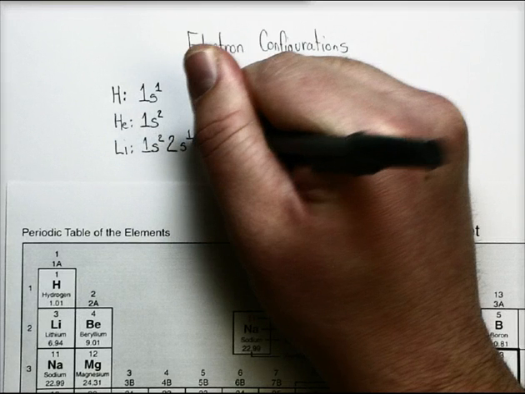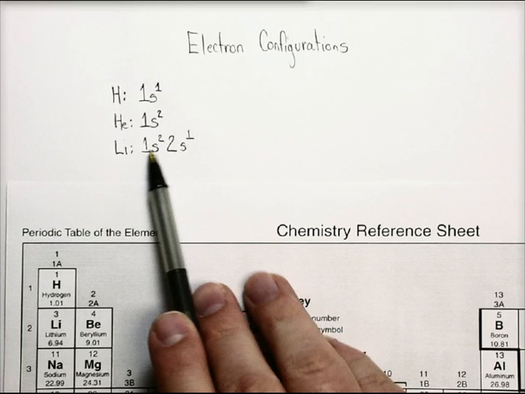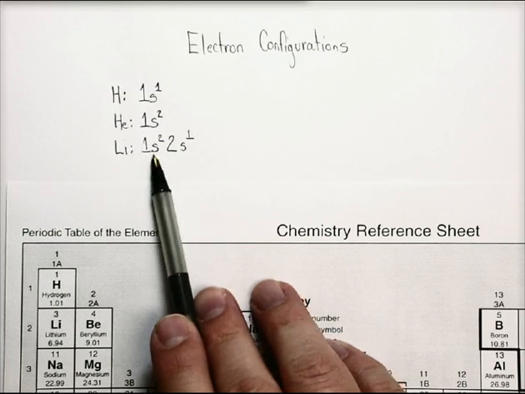So now you can see we have all 3 electrons accounted for, 2 there and 1 there, and we've said exactly where they are. 2 of them are in the 1s. Alright, so that's all 3 electrons accounted for. Let's step this up a notch.